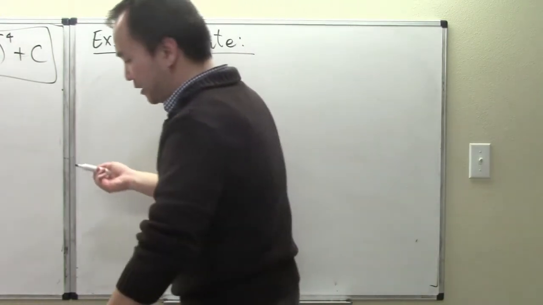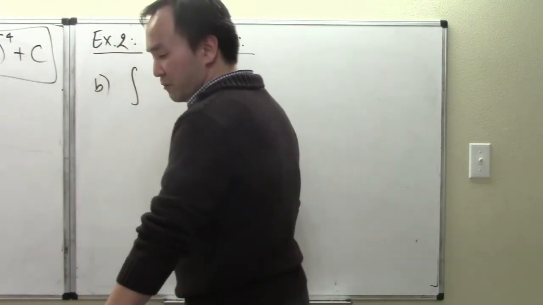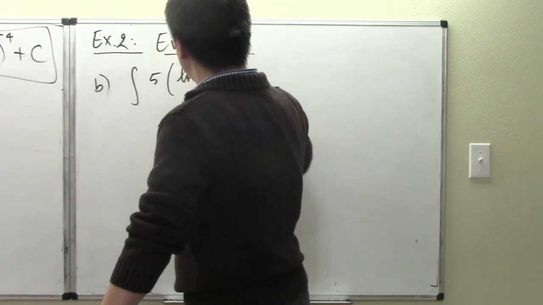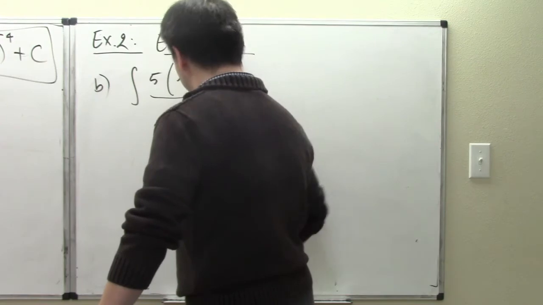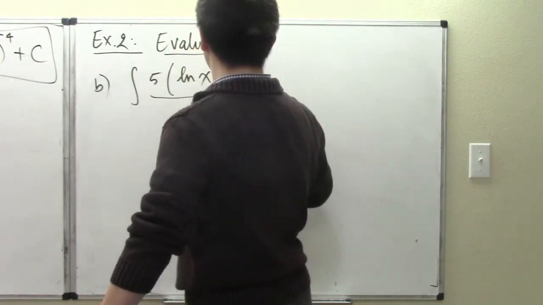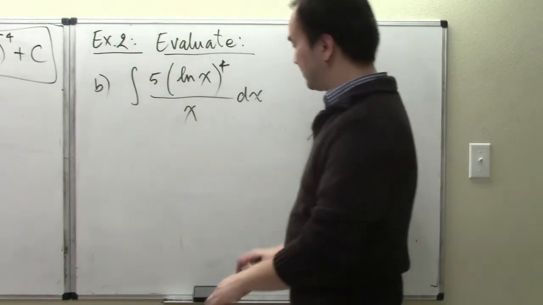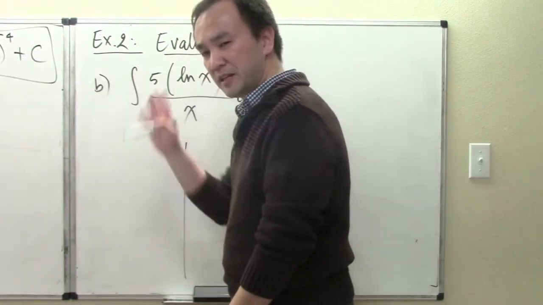All right, so it's an integral problem: the integral of 5, and then in parentheses, natural log of x to the 4th power over 4, over x, dx. Okay, and so with this problem, again, very similar arguments, very similar reasoning with my earlier problem.